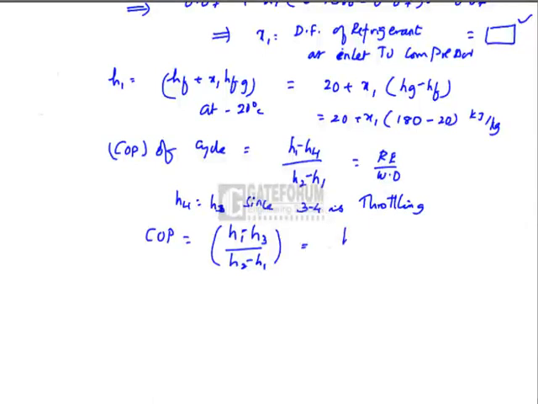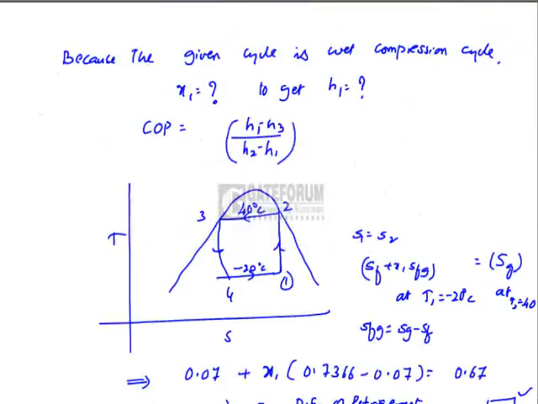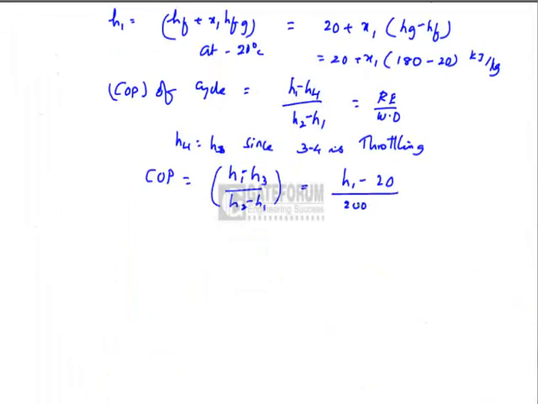We already got H1. What is H3? H3 is HF at minus 20. That is 20, divided by H2. What is H2? H2 is HG at plus 40 degrees centigrade. That is given as 200 minus H1. H1 is already obtained just above. Therefore, substitute there and get the COP, coefficient of performance.